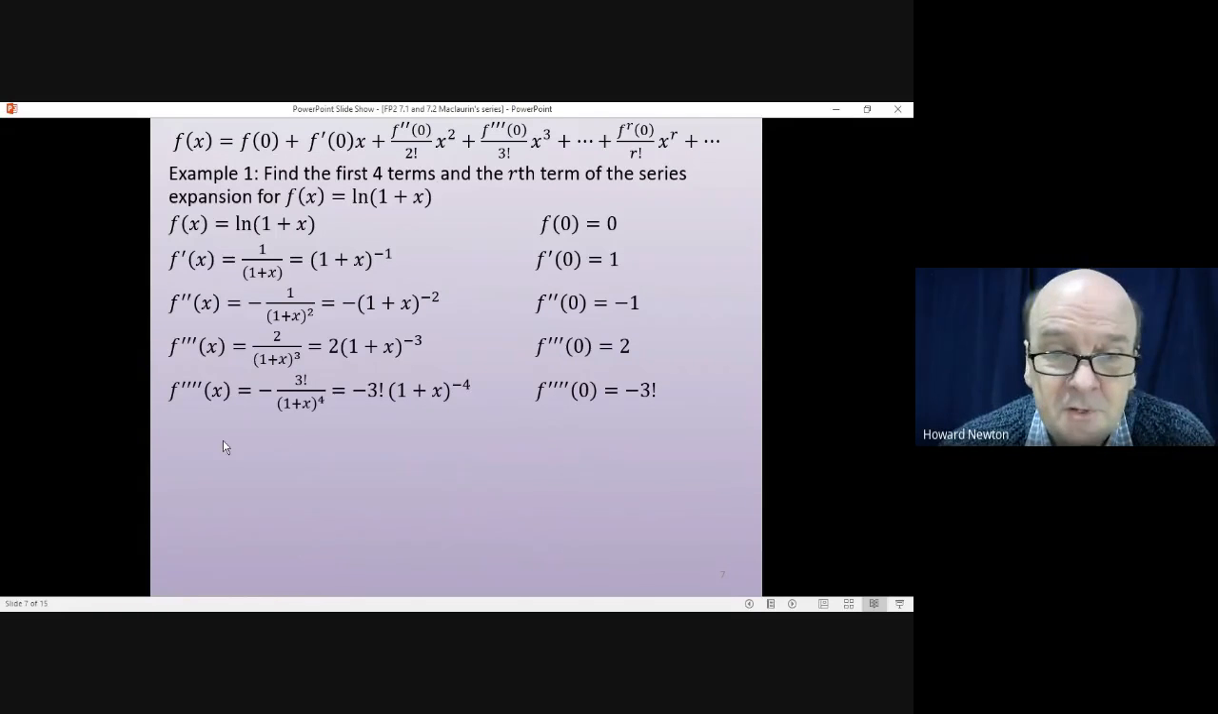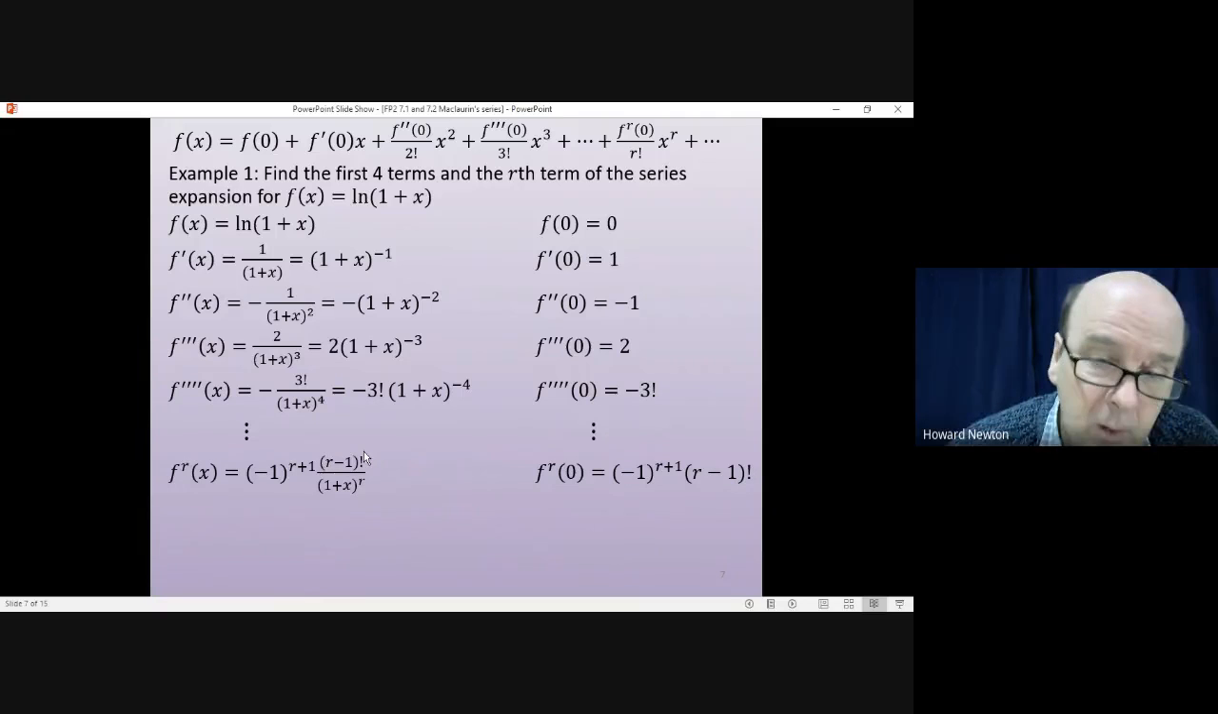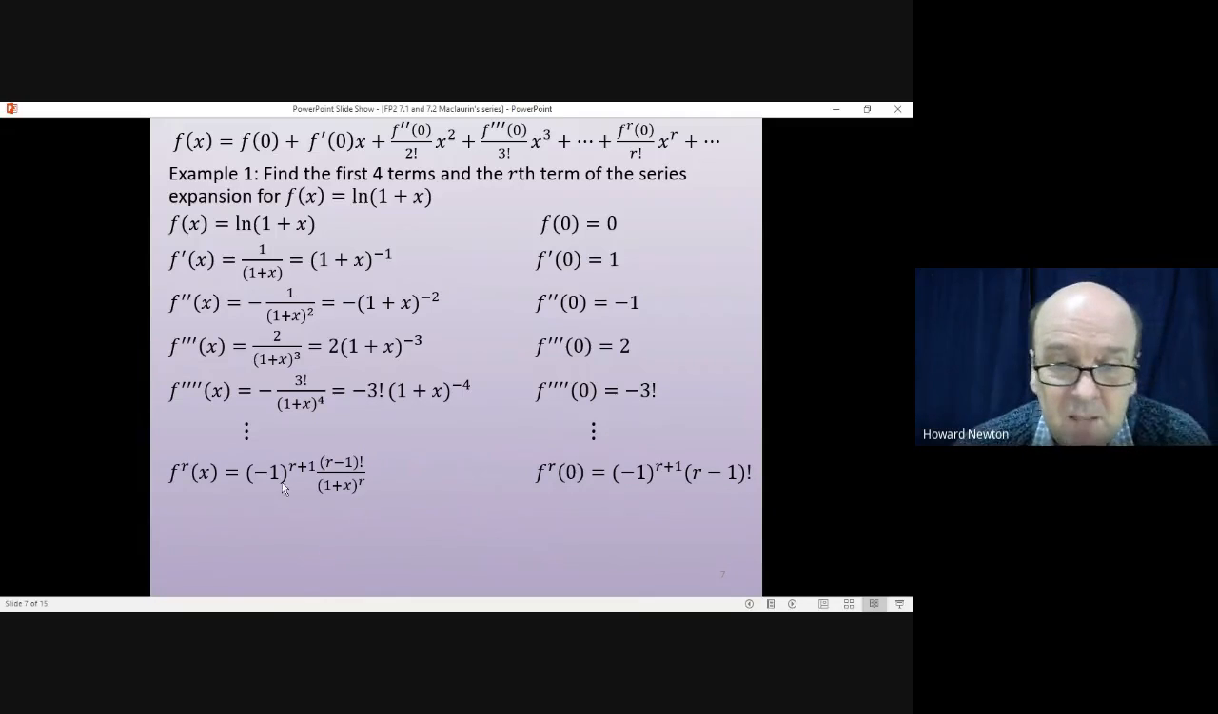The fourth differential of x will equal minus 3 factorial over 1 plus x to the 4. And if I substitute in x equals 0, I'll get the fourth differential at 0, which is equal to minus 3 factorial. And so on and so on. And the general term will be this. Now, there's 2 parts to this, and we'll look at them separately. First of all, we've got this minus 1 to the power of r plus 1.